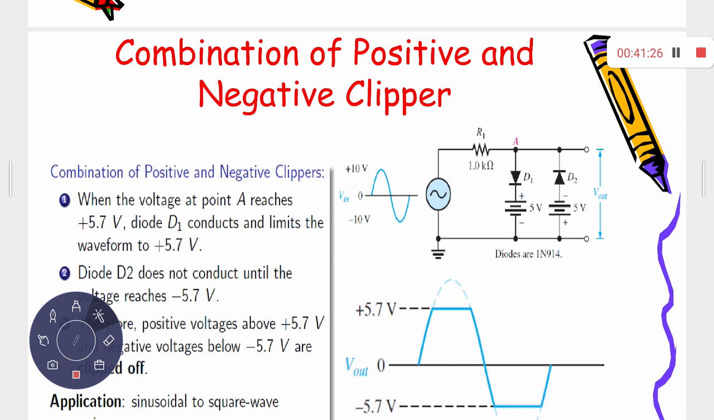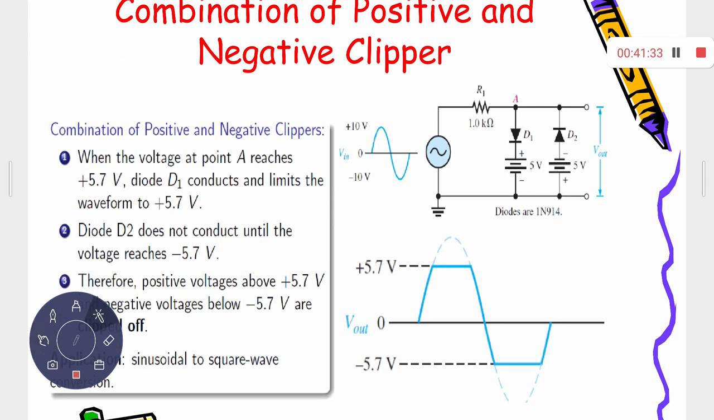Now, what is the status of the diodes? Initially, what happens when the input voltage is just greater than 0 volts? What is the status of each of the diodes? The cathode voltage for D1 is held at plus 5 volt, and the anode voltage for D2 is held at minus 5 volt. During the positive half cycle, when the input is just greater than 0, out of D1 and D2, which one will be on?